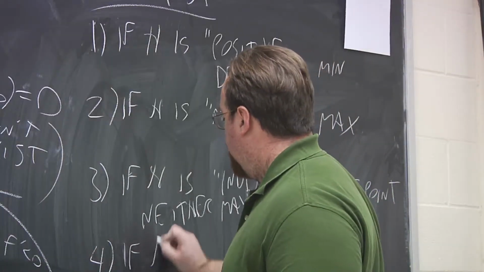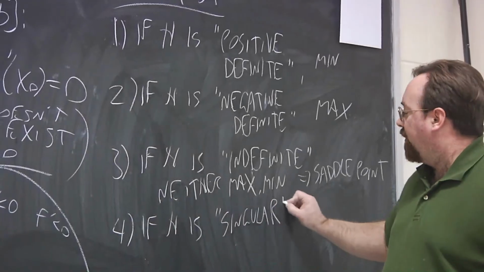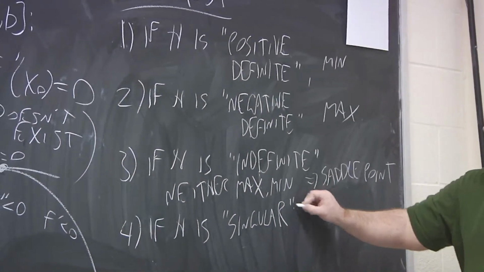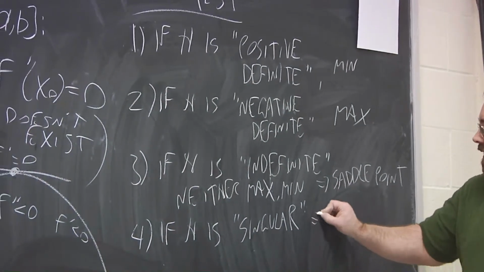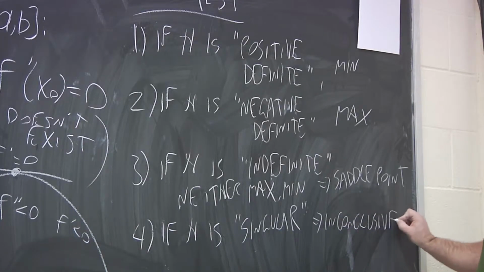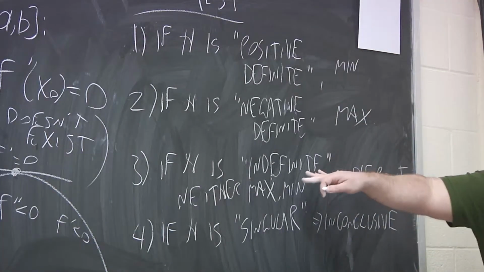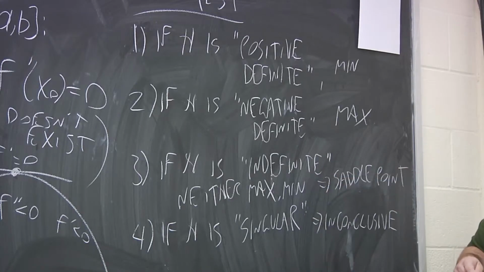Finally, if H is singular, don't worry, I will define all of these, then it's inconclusive. This is a counterpart to the second derivative in the single variable case being 0. So these correspond to where an f double prime is positive or negative. This has no counterpart in the single variable world. There's only one direction to look at. It's either increasing, decreasing, or neither.